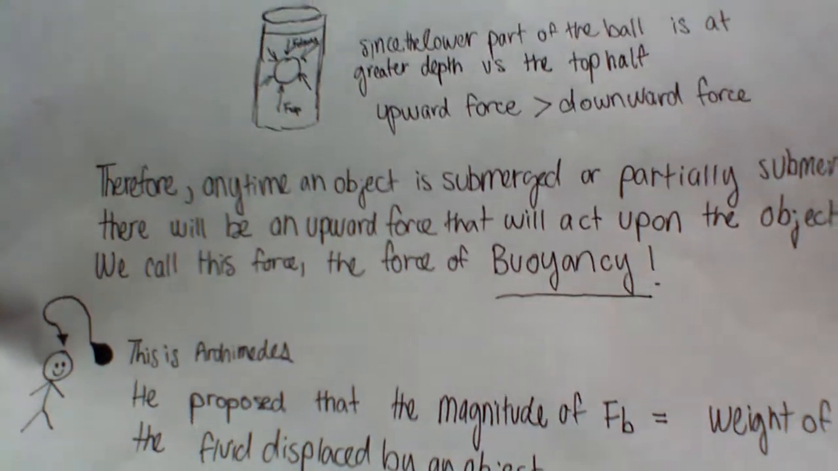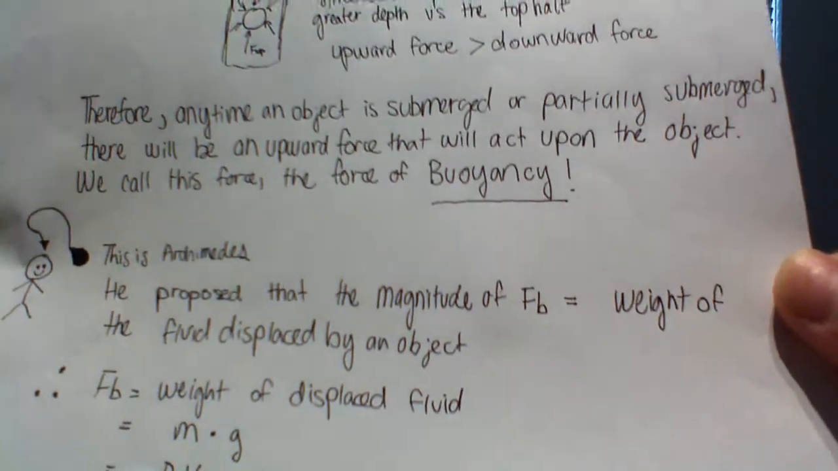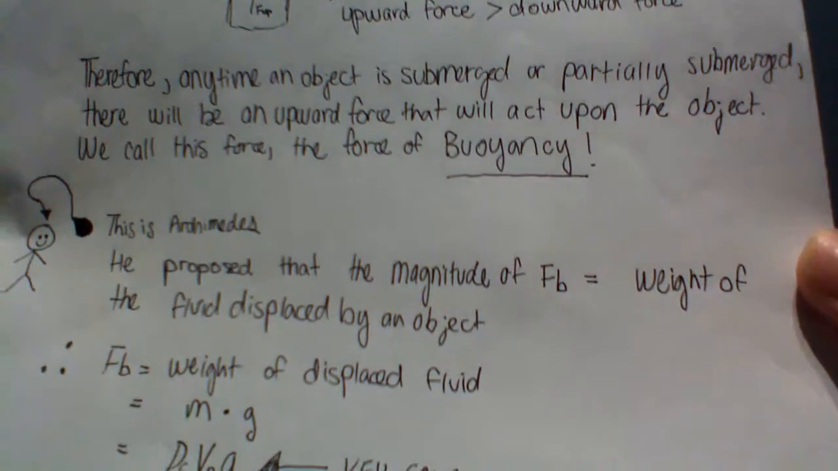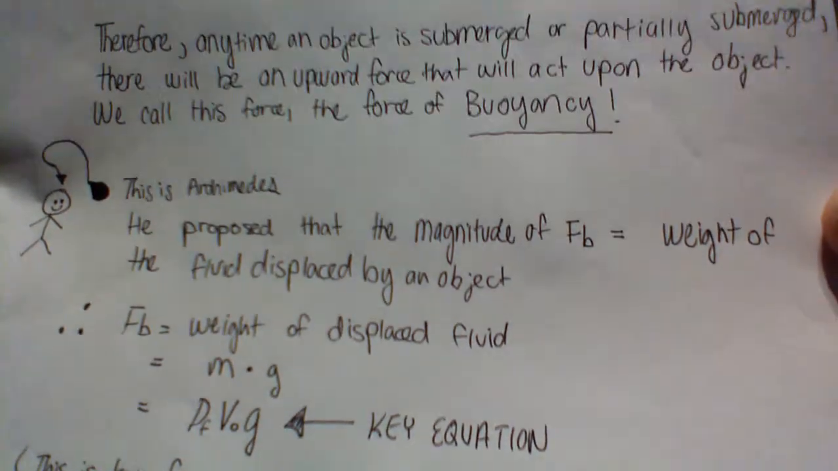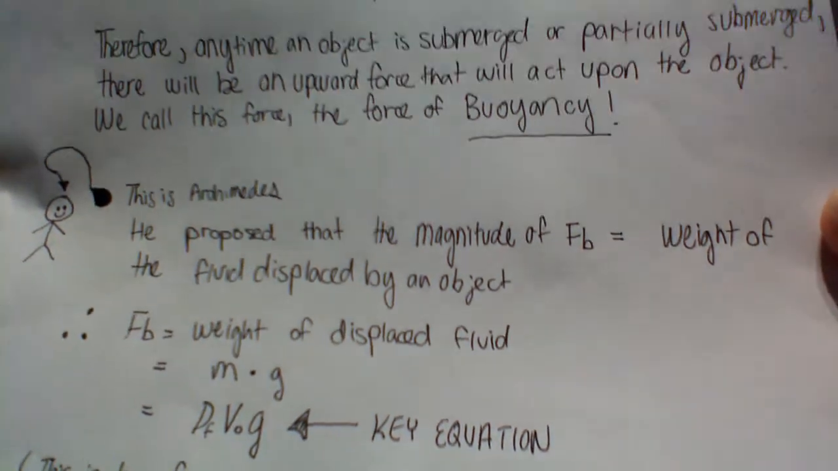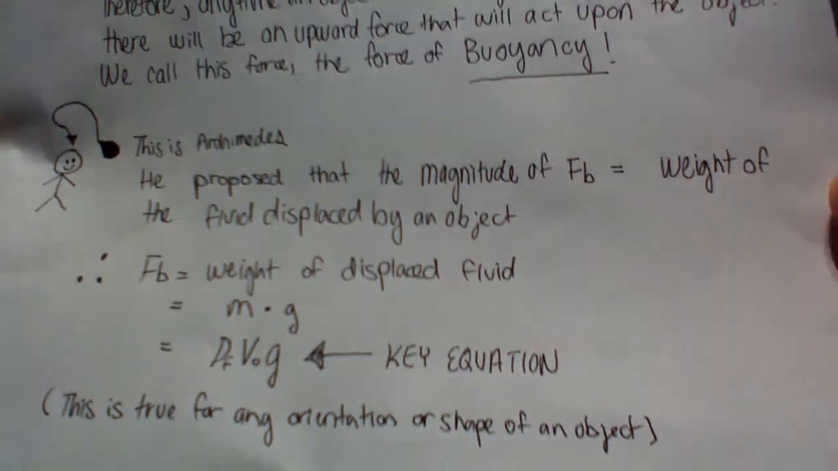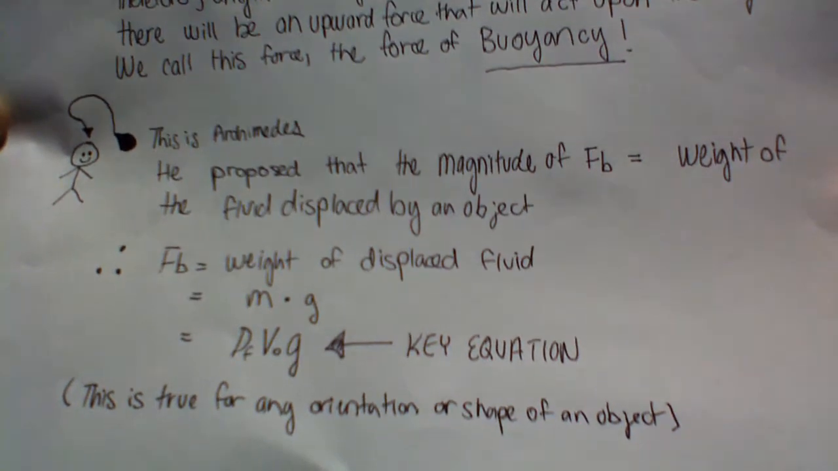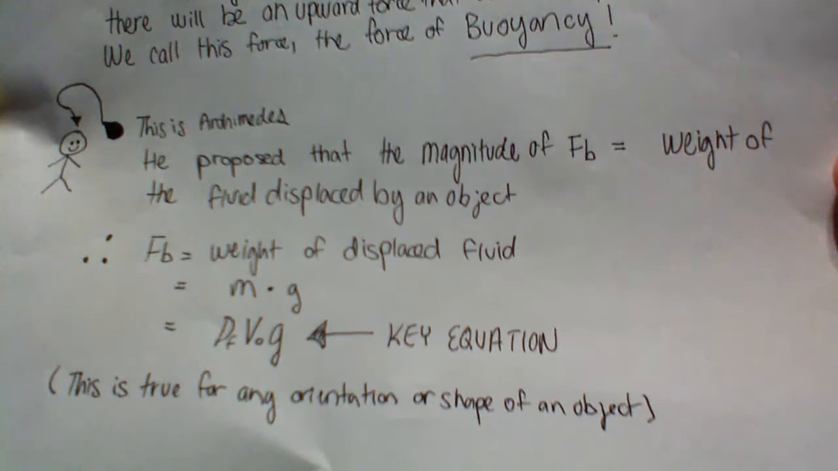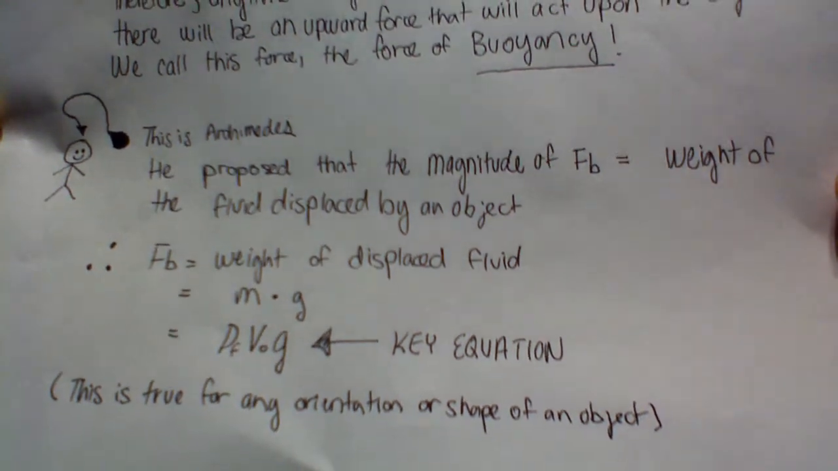Now this is Archimedes. He proposed that the magnitude of the force of buoyancy is equal to the weight of the fluid displaced by an object. Therefore, we can say that the force of buoyancy is equal to the weight of the displaced fluid, which is equal to the density of the fluid times the volume of the object times gravity, and this is a key equation. This is true for any orientation or shape of an object.